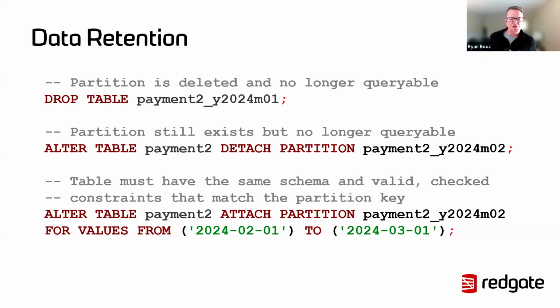And then as far as retention goes, it's just a table. So if you want to get rid of a partition, you just drop it. If you want to detach a partition, you can do that. And then again, you can reattach or attach. Yes, you can range partition without a tree index too. Absolutely.